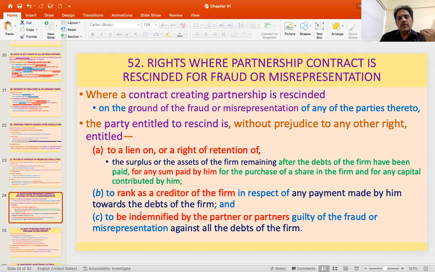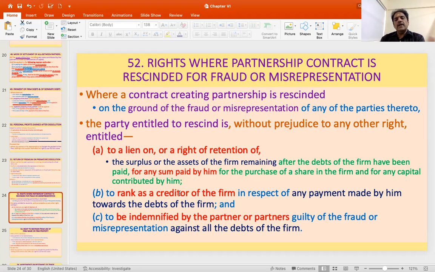Then he is also entitled to rank as a creditor of the firm in respect of any payment made by him towards the debts of the firm. So if someone as an incoming partner is taking up the liability of the partnership as it existed when he was coming in, then whatever debts he has paid, he will have a right to recover that money as a creditor of the firm. So that right also he'll have.